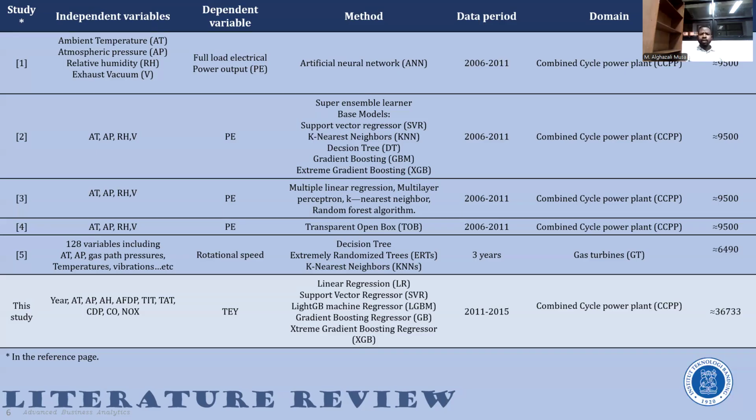And in this study, I used different machine learning models to see the variety in using them. The first one is linear regression, then the support vector regressor, which is always used, but on a different data set serving the same purpose. Also the light gradient boosting machine regressor, the gradient boosting regressor, and the extreme gradient boosting regressor.